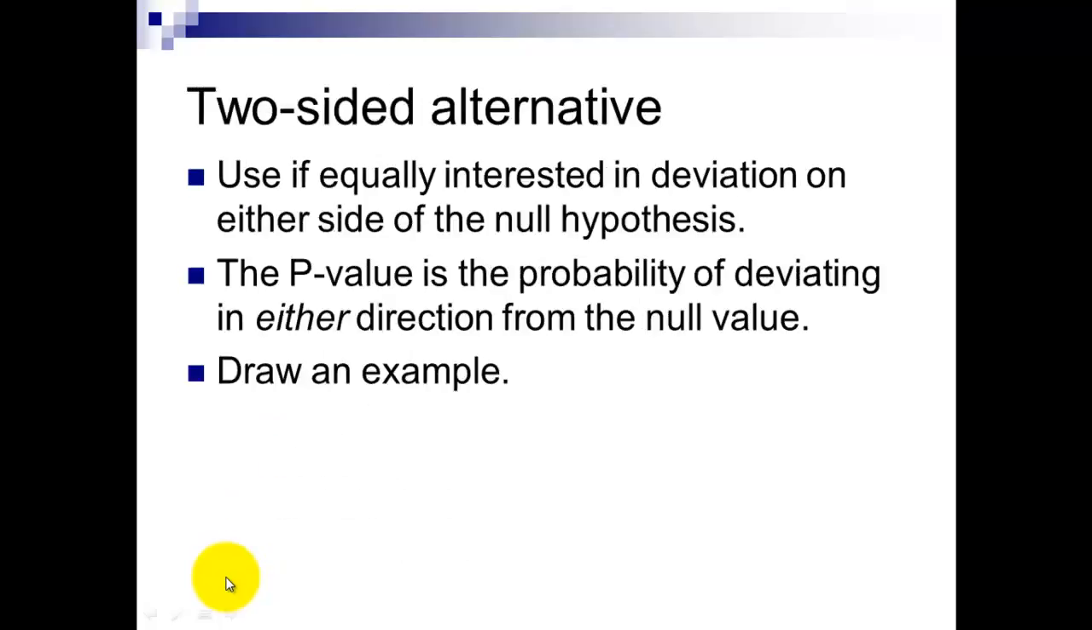The two-sided alternative is used if we're equally interested in deviation on either side of the null hypothesis, kind of like that not-equal one we looked at. You have to be careful with the p-value though. You have to evaluate in either direction. And let's draw an example of this.